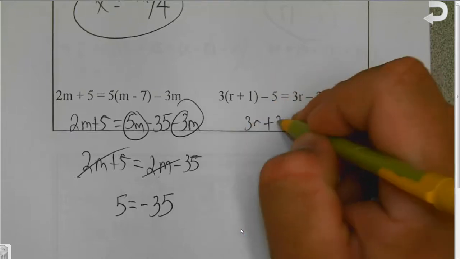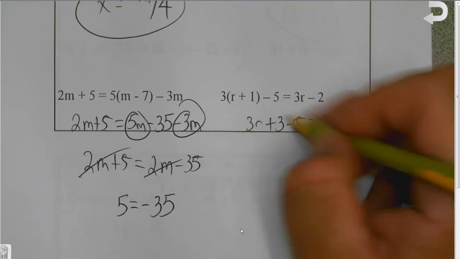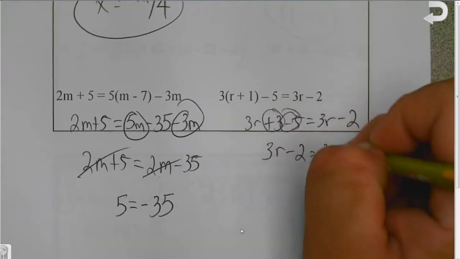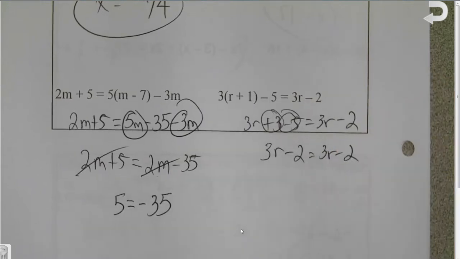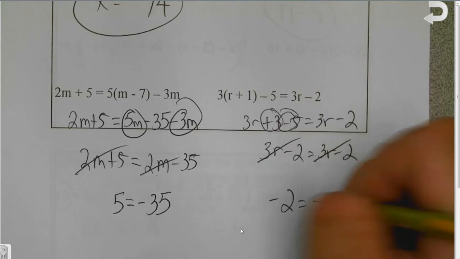3r plus 3 minus 5 equals 3r minus 2. 3 plus 3 and minus 5 gives me 3r minus 2, 3r minus 2. The 3r's cancel out, and I'm left with negative 2 is equal to negative 2.